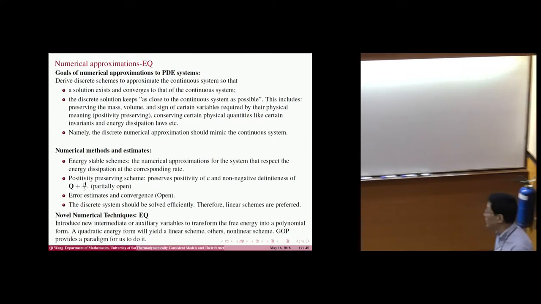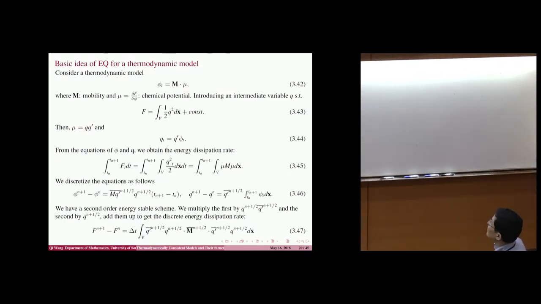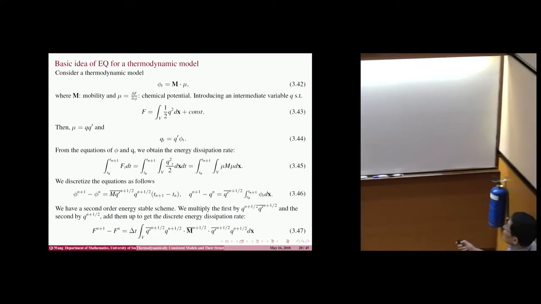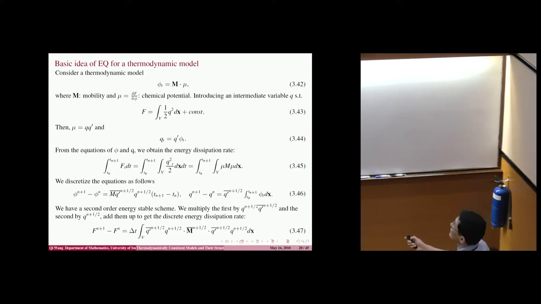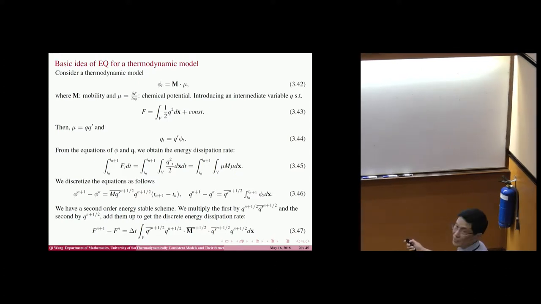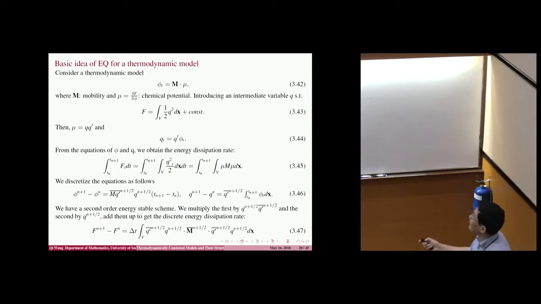It applies to general thermodynamic systems and also hydrodynamic systems. This is the basic idea. Assume we have a gradient flow, where mu is a chemical potential, which is the variation of the free energy with respect to this internal variable phi. This could be a vector, right? I'm just going to present the idea. Heuristically, I represent my energy as a quadratic form, so we turn this into a quadratic form.